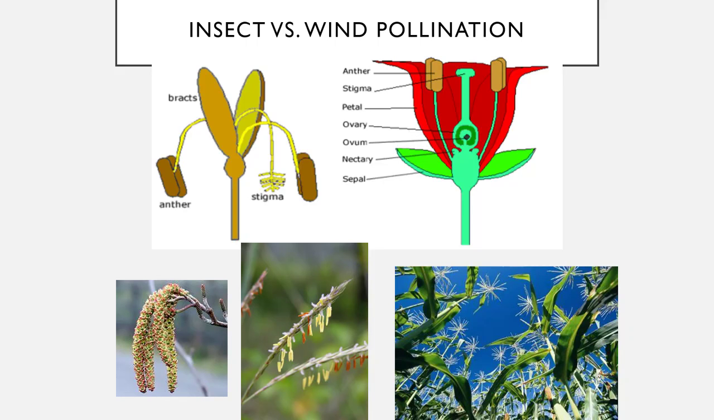So here are some wind-pollinated flowers on the left here. This is what they tend to look like. And the bottom left corner here, those are the male flowers, catkins hanging, and the female are that shorter, smaller, upright, cone-looking thing. So quite a bit different than insect-pollinated.